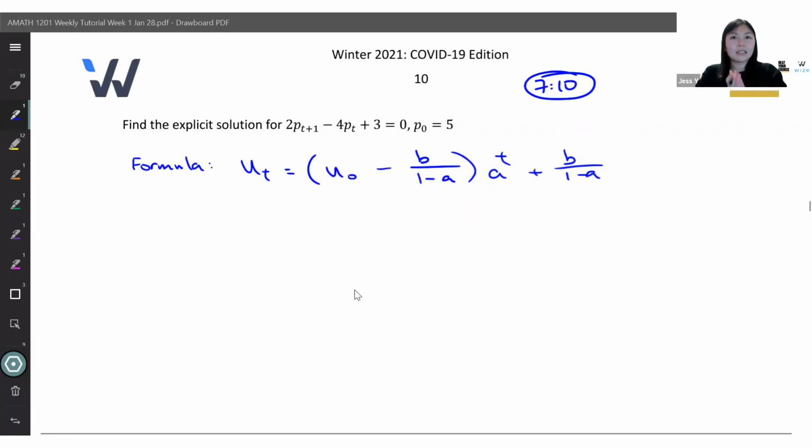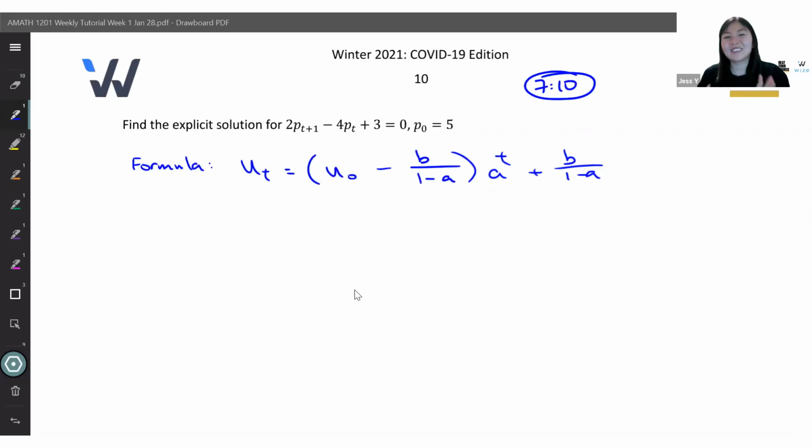Okay, let's continue. We left off on page 10 and we wanted to find the explicit solution to this recursion model. And don't make me use the steps, please. I'm just going to use the formula. But like I said, if you guys find out the midterm test is not multiple choice and your prof said you need to know the steps, then I'll go through that with you guys at another weekly. But for now, let's use the formula.